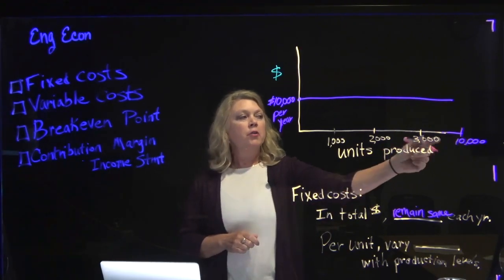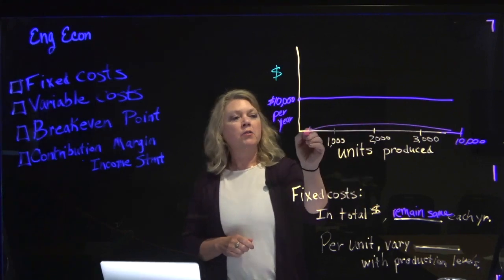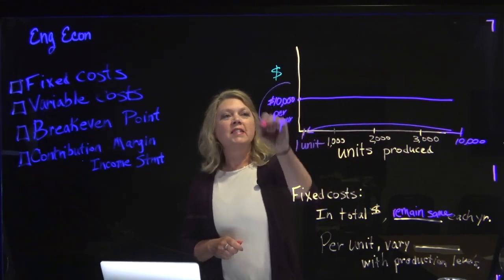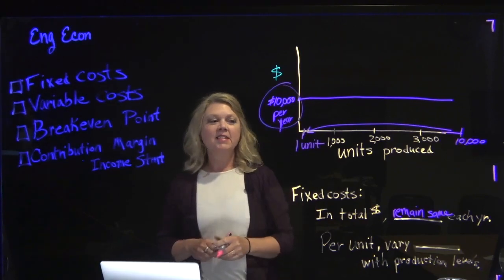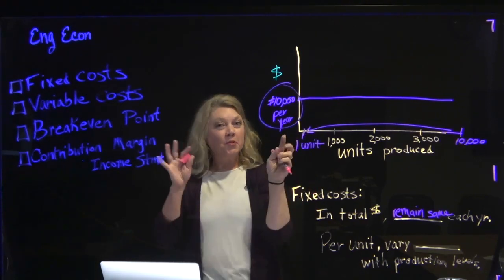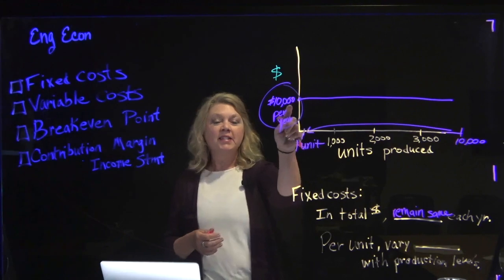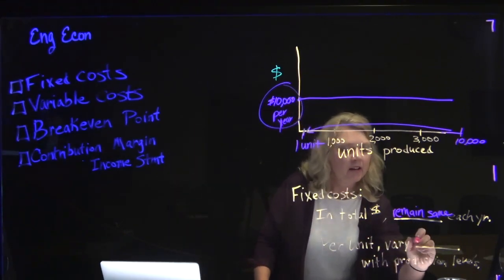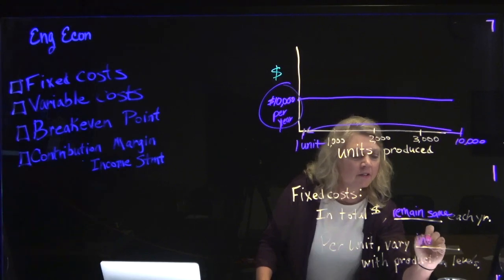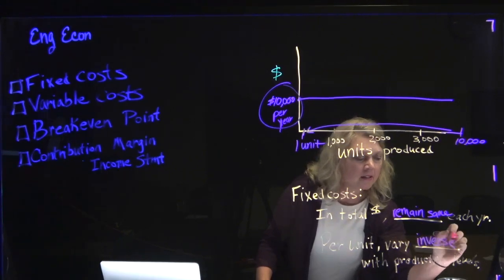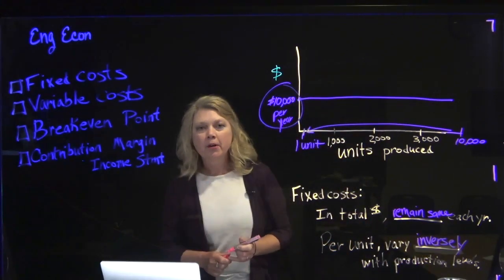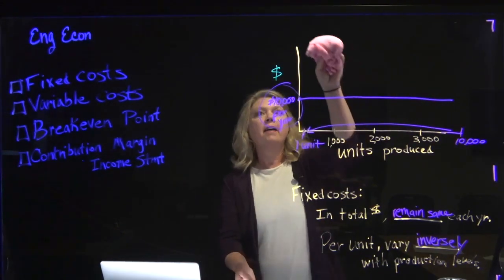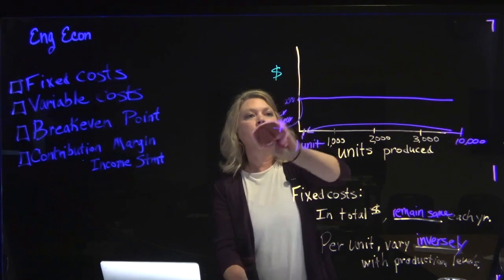What if we have a bad year and our units produced goes way down to we only produce 1 unit that year? We still have our $10,000 of fixed costs. So that 1 unit has to absorb or be costed with the entire $10,000 of fixed costs. So you can see that per unit, fixed costs vary inversely with the level of production. All right, that's fixed costs. Let's take a look at variable costs.